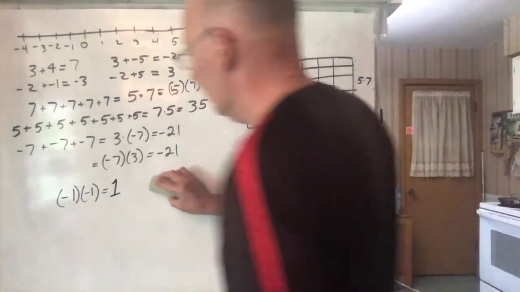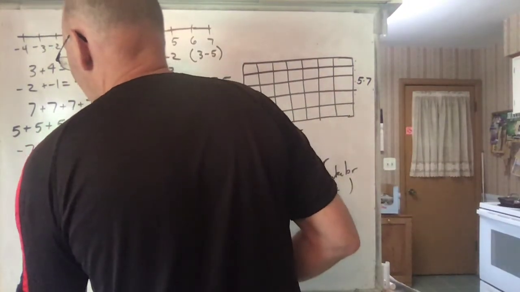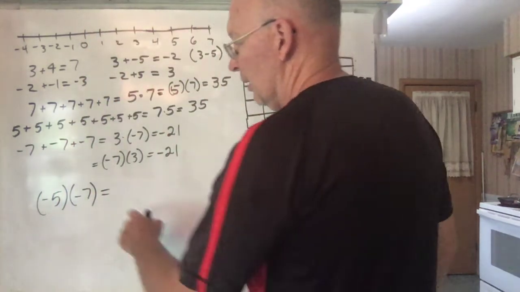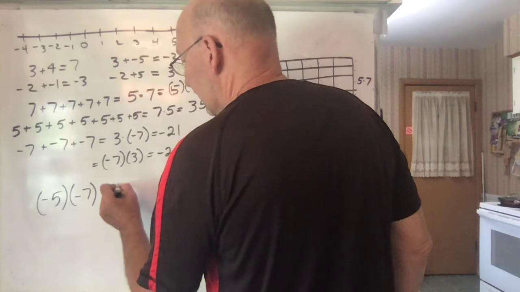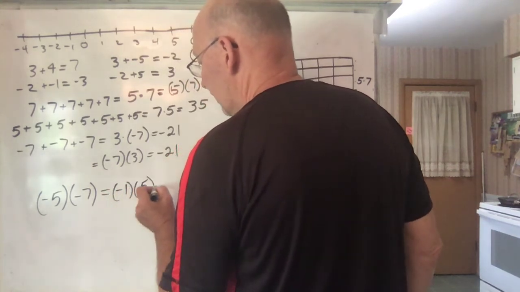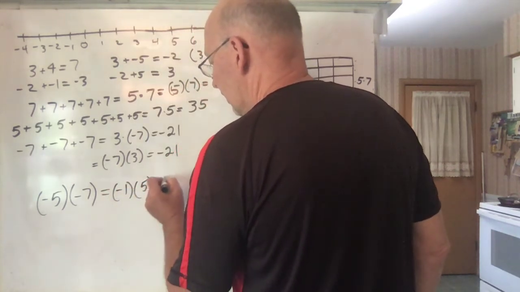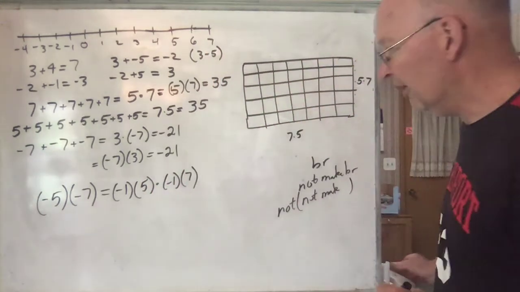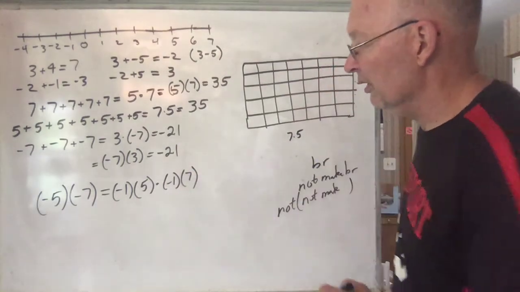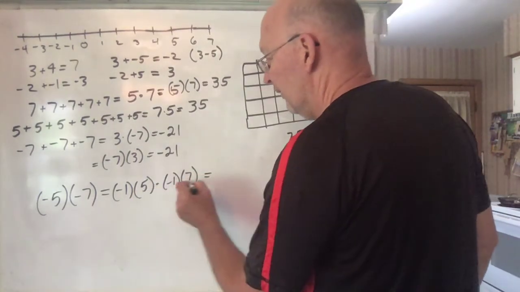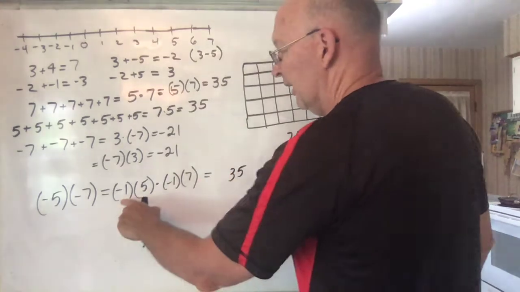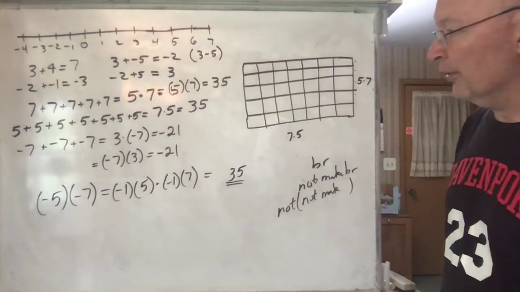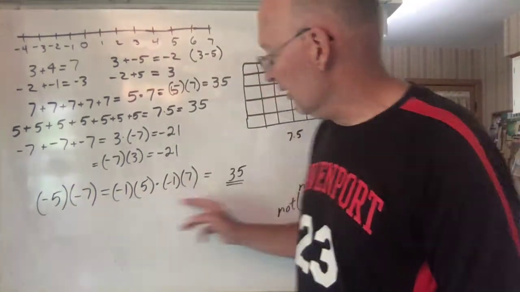So now we know that if you take something like a negative 5 times a negative 7, one way to think about it is this is negative 1 times 5 times another negative 1 times 7. And we already said that when you multiply numbers, you can change the order. So if I want to, I can take the 5 times 7 and get 35. I can take the negative 1 times the negative 1, and that gives me 1. And so I just end up with a positive 35. So a negative times a negative gives you a positive.